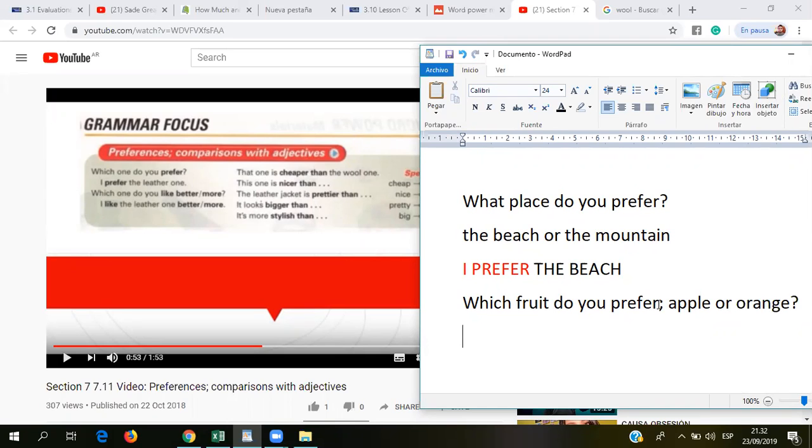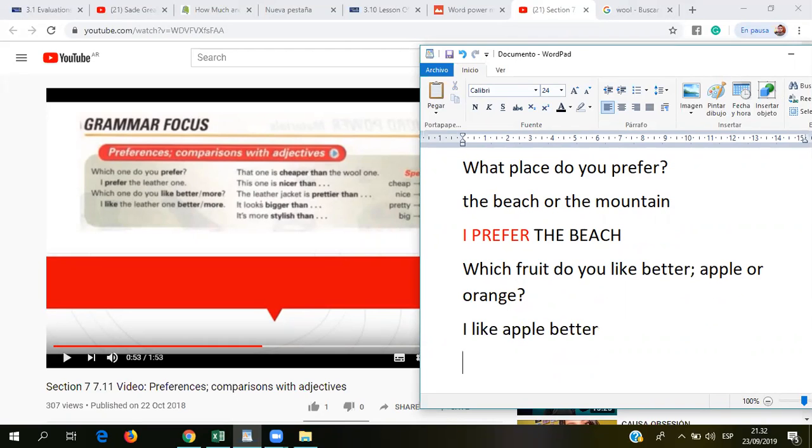But I'm gonna change this question. Which fruit do you like it better? I'm gonna use the structure. So which fruit do you like better? Apple or orange? I like the orange better. Because it's much cheaper. I like apple better. Okay, one more question. The apple is more expensive.